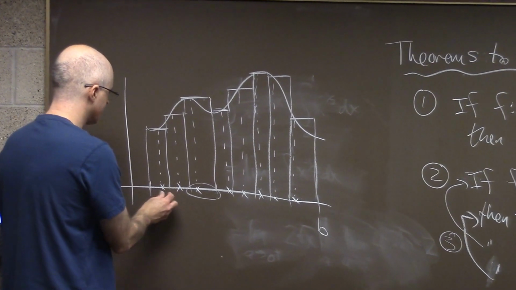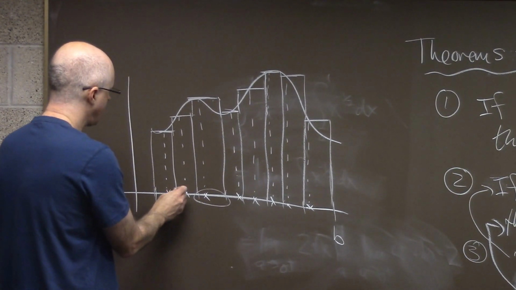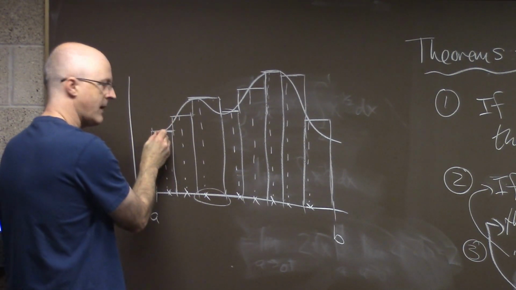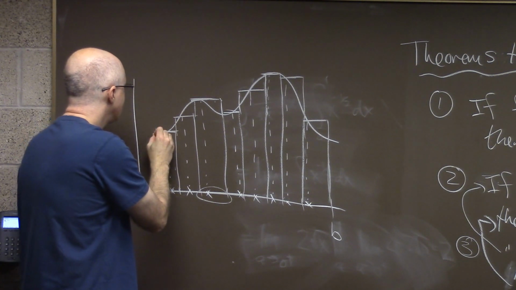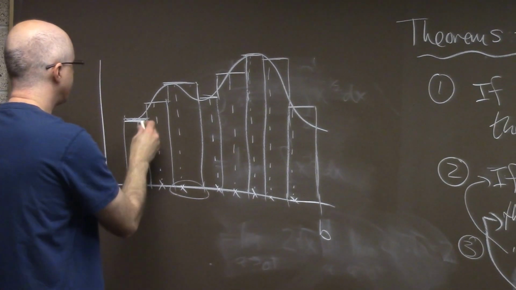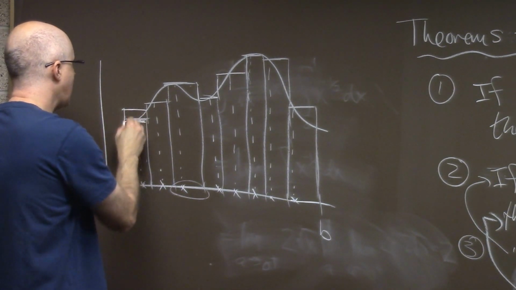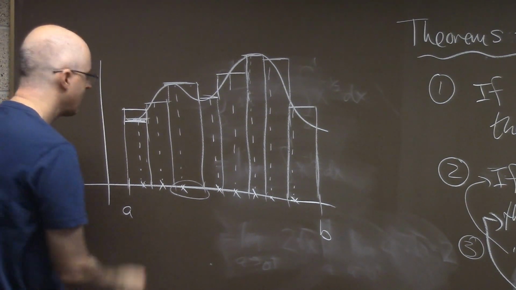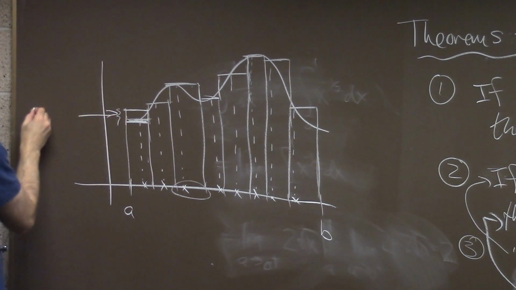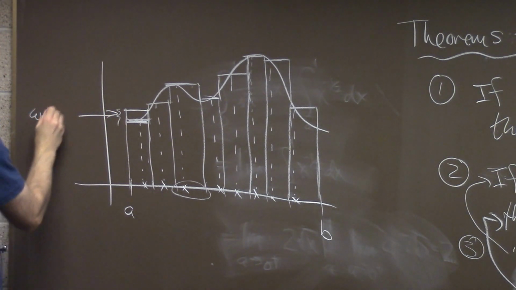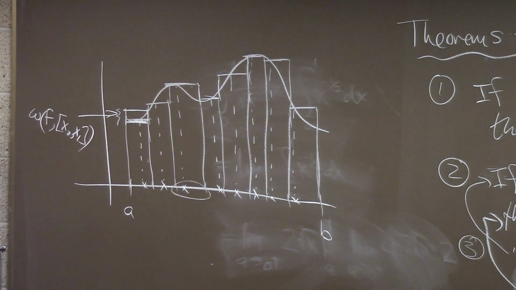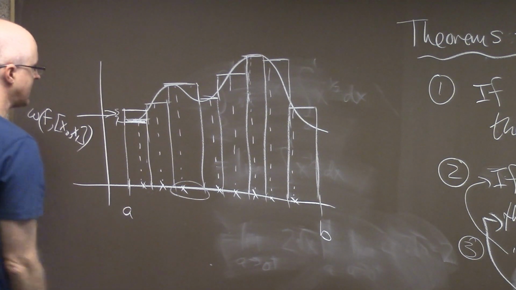Take the first subinterval right here. On that closed interval, the function is highest at the right endpoint and lowest right about there. Let me draw a rectangle whose height is the lowest value of the function, and then another rectangle whose height is the highest value. That distance right there is the value of the oscillation of the function over the first subinterval. What about the second subinterval?